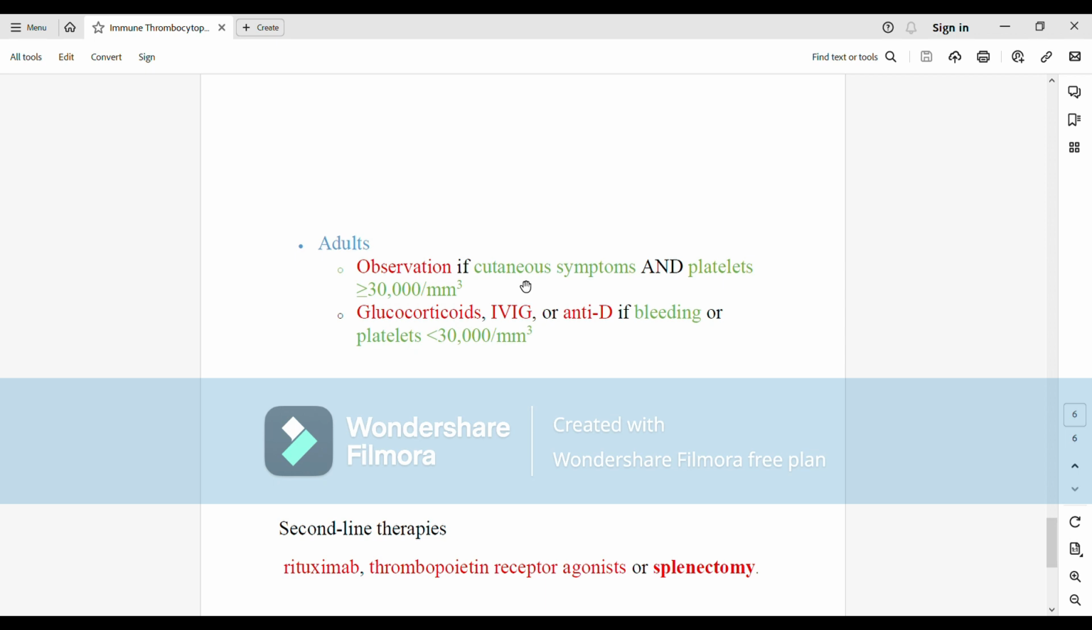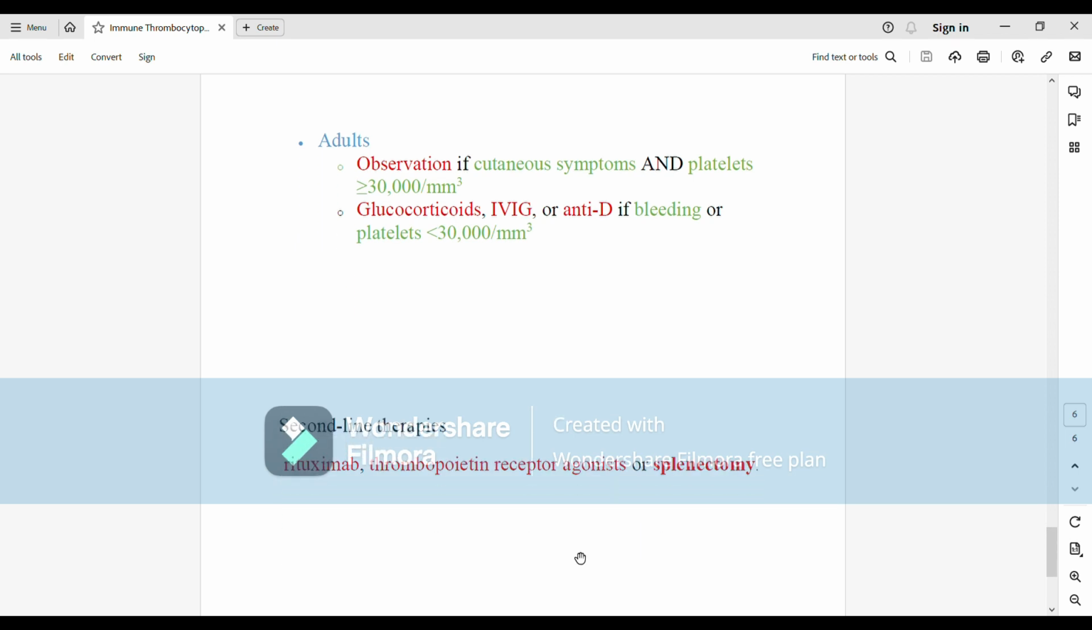And you can treat with glucocorticoids, IVIG and anti-D as I explained previously if the adult is symptomatic, is having recurrent bleeding episodes or having platelet count which is less than 30,000. And finally, we come to the second line therapies. So you gave them glucocorticoids and IVIG and anti-D, but none of it worked. And now you need to look towards the second line therapy.